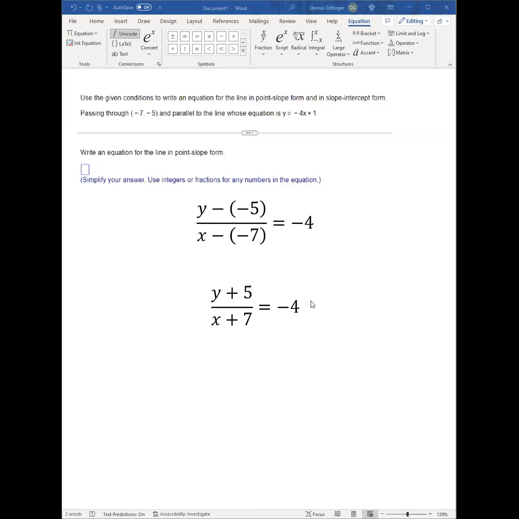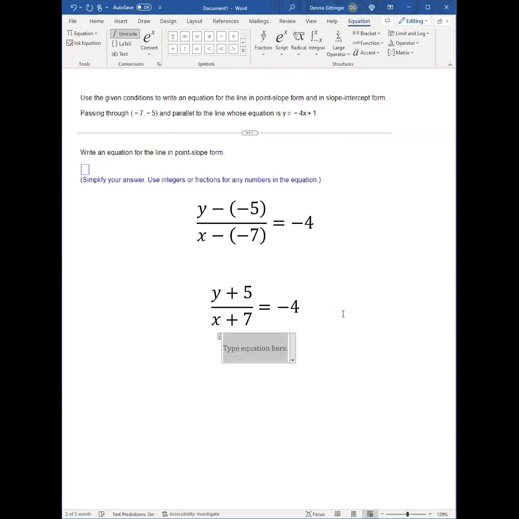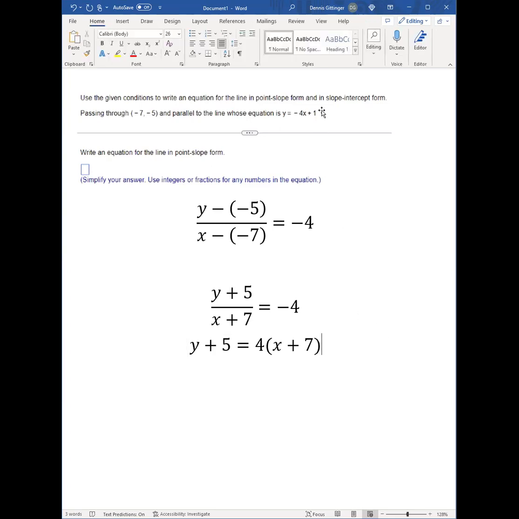So to get the point slope form, it doesn't matter, you could do them either way. You would multiply both sides by the denominator, x plus 7, and you would have y plus 5 equals 4 times x plus 7. And that is the point slope form. Now you could have gone directly to this. If you're comfortable with that, you could say y minus minus 5 equals 4 times x minus minus 7. All right, so that's the point slope form.